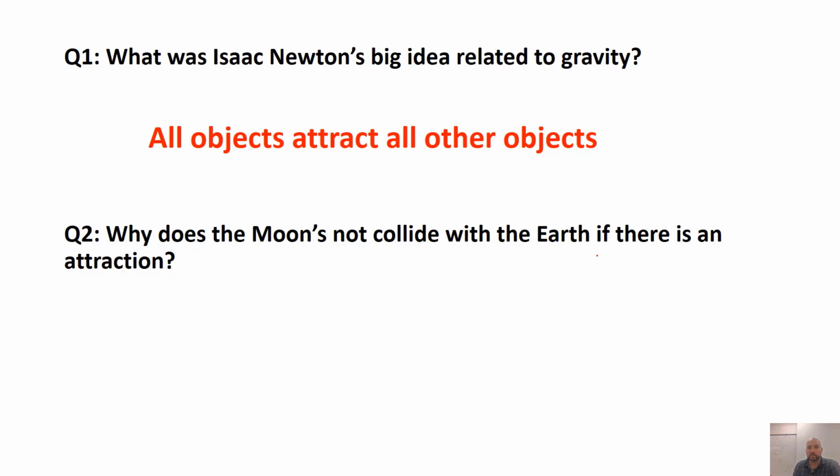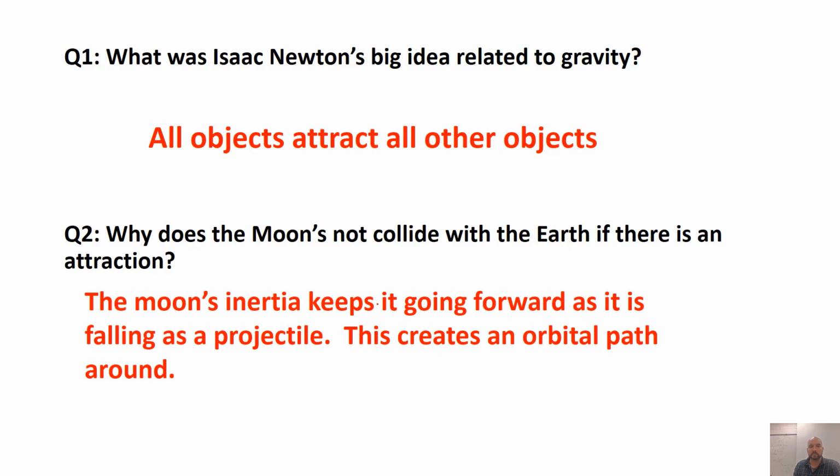Why does the moon not collide with the Earth if there's an attraction? Well, the moon's going forward and falling. So this going forward and falling creates, instead of straight forward or instead of straight down, this orbital path around the Earth.